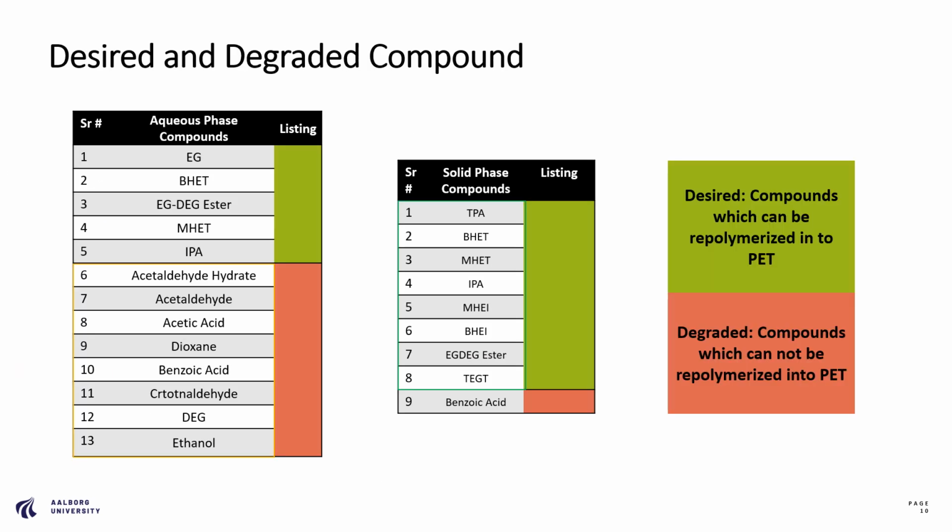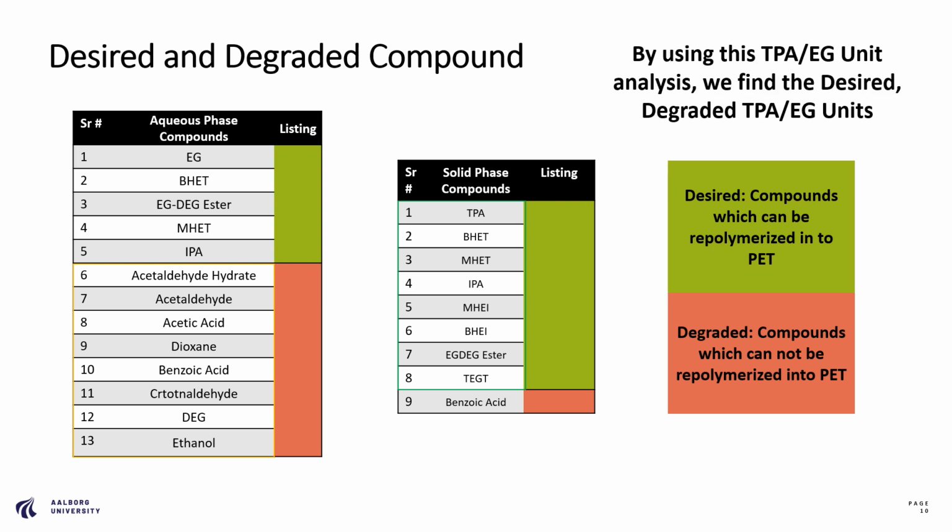We also analyze the results by categorizing compounds as either desired or degraded. Desired compounds can be repolymerized into PET, while degraded compounds cannot. In the aqueous phase, we identified 5 different desired compounds, with the remainder being degradation products. In the solid phase, we found 8 desired compounds, with the rest being degradation products. This classification helps us understand the efficiency of the process and the potential for recycling the compounds back into PET.